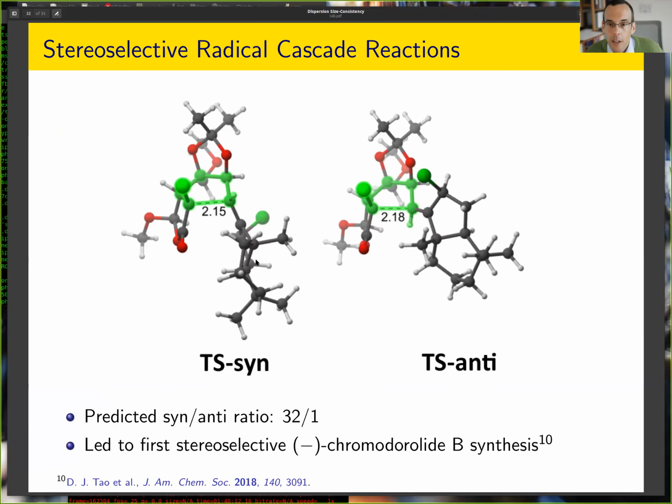Okay, so is this relevant? Yes, we think so. And I just want to show you this one last slide on application. So this is a transition state for a radical controlled reaction.